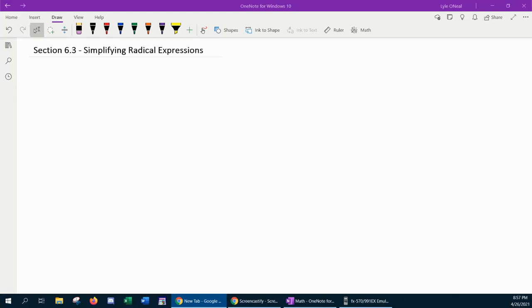Hello and welcome to our lesson on simplifying radical expressions. This is going to be from section 6.3 in our text.